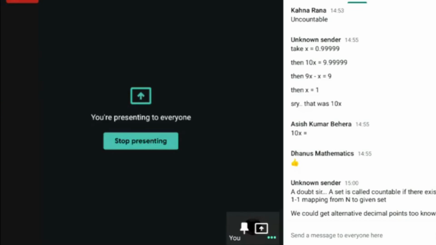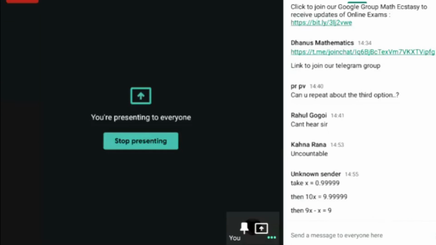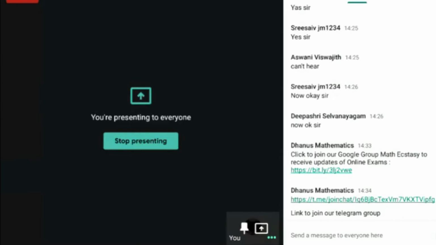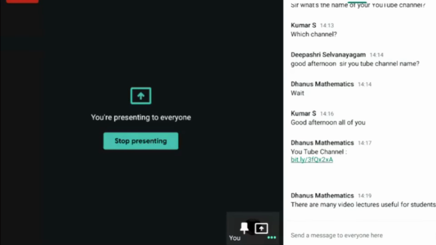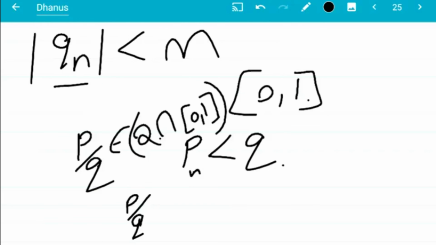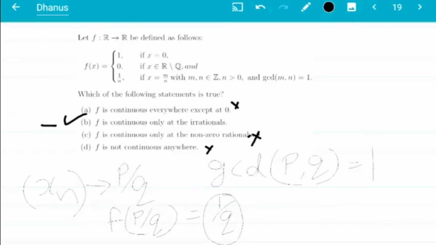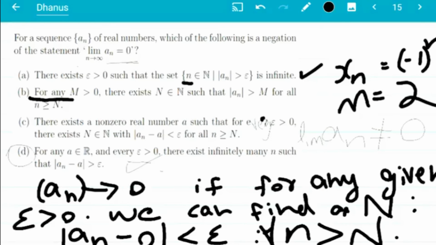Sir, myself Ramya. Sir, I'm having a doubt regarding one question. There was a question regarding the negation of limit of An as n tends to infinity equal to 0. Sir, could you please explain the third option once more? Okay, definitely. Any other questions? No, sir, just that one. Just a second, I have to write something.